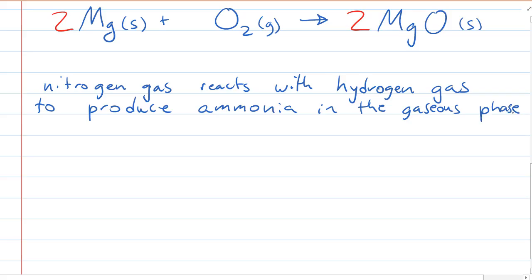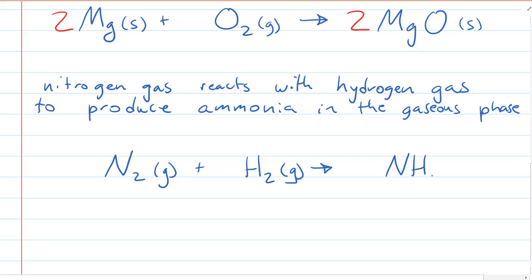So now to write out a chemical equation for this, we start by writing a formula for nitrogen gas. The formula for nitrogen would be N2. And we put a subscript of 2 because nitrogen is one of our diatomic elements. The phase label we put is g for gas. It reacts with hydrogen gas. Hydrogen would be H2. The phase label would be gas. And this produces NH3.